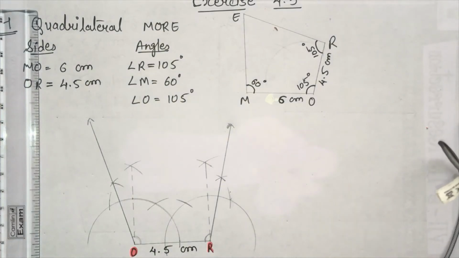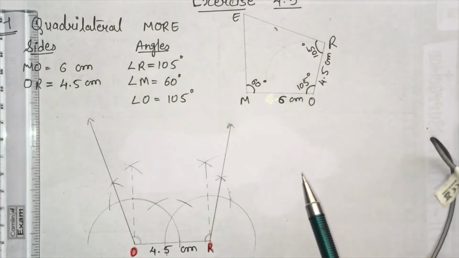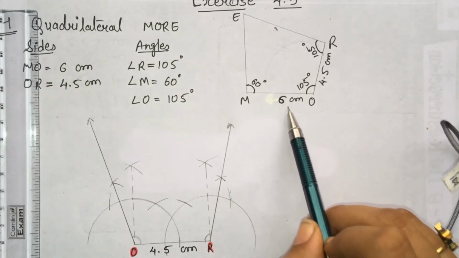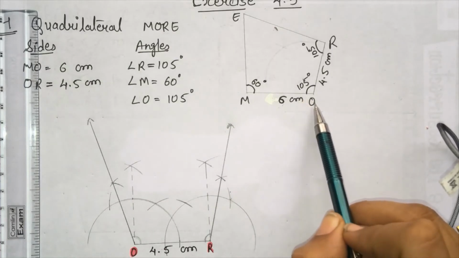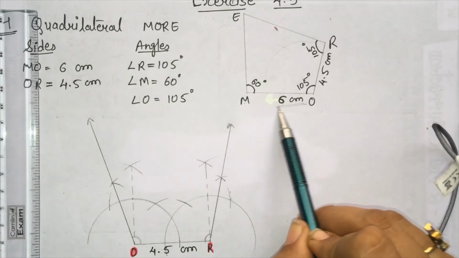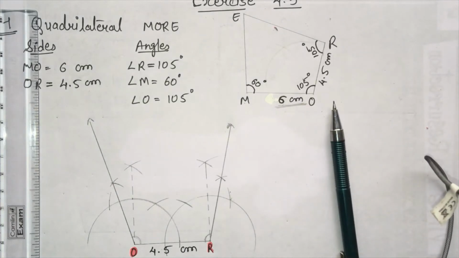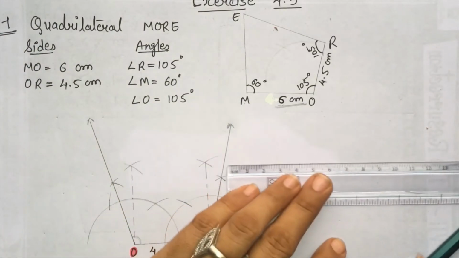Next step is, this 4.5 we have done, this 105 is done. Next is 6 centimeter, the distance from O to M. So next, we will take radius of 6 centimeter using a ruler, obviously.